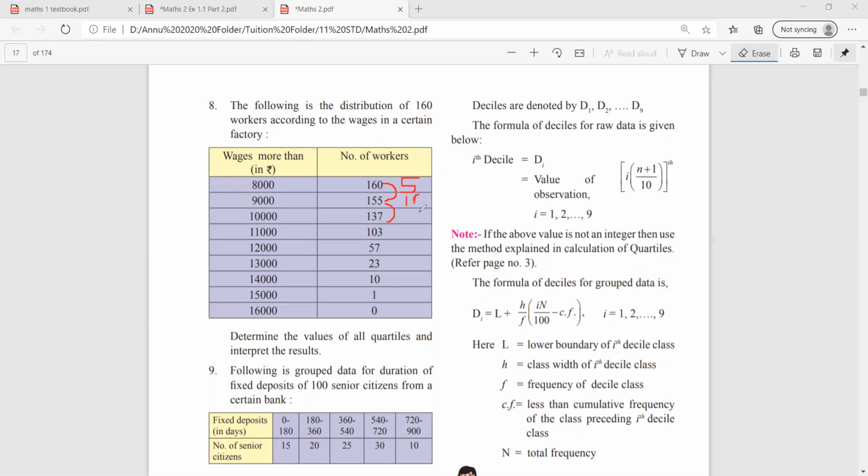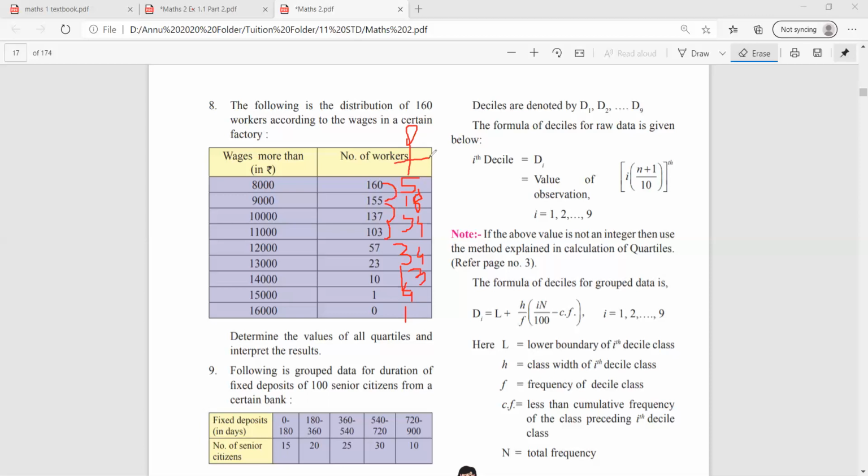15 minus, sorry, 18, not 19. Then 137 minus 103. So here you will get 34. Okay. Then again, 57 minus 23 will again give you a 34 over here. 23 minus 10 will give you a 13 over here. 10 minus 1 will give you a 9 over here. And 1 minus 0 will give you a 1 over here. So in this way, these particular values will be your frequency.